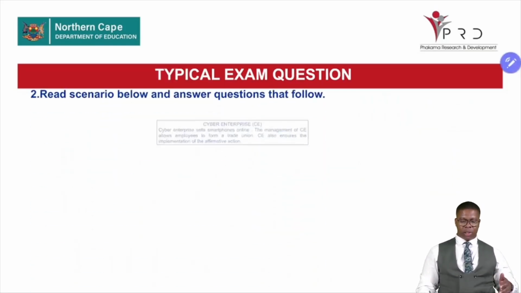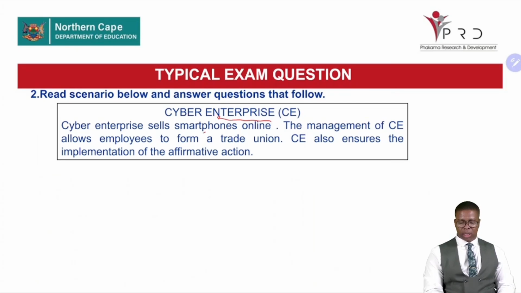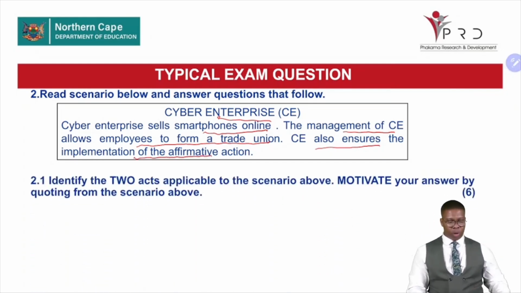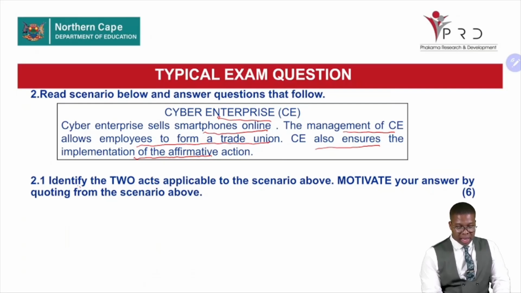This is a typical exam question which will require of you to read from the scenario and answer the questions that follow. So the scenario is about a business called Cyber Enterprise. Cyber Enterprise sells smartphones online, and the management of Cyber Enterprise allows employees to form a trade union, and Cyber Enterprise also ensures that there is implementation of affirmative action. Now, 2.1 would be one of the typical questions which would require of you to identify the 2 acts applicable to the scenario above. Motivate your answer by quoting from the scenario above.